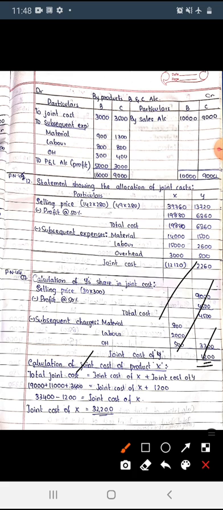Total joint cost 19,000 plus 11,000 plus 3,400. Joint cost of X we don't know. Joint cost of Y already calculated, 1,200. So joint cost of X is equal to total joint cost minus joint cost of Y, that is 33,400 minus 1,200, that is 32,200. Okay, this is only this much.